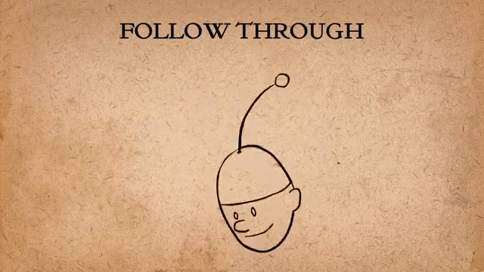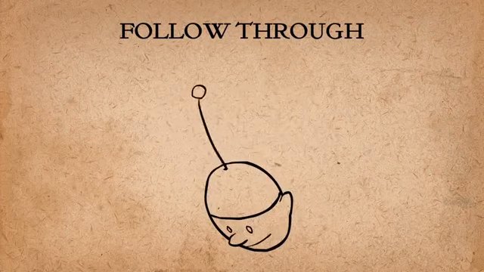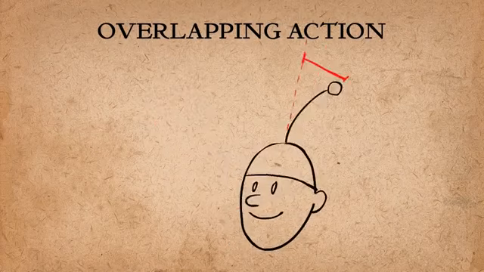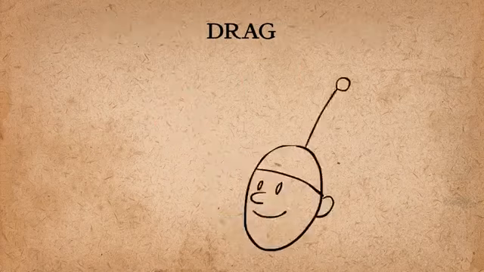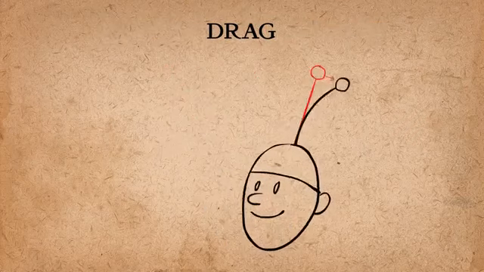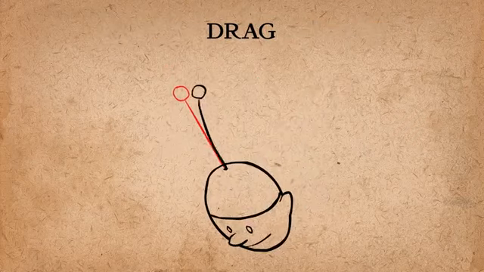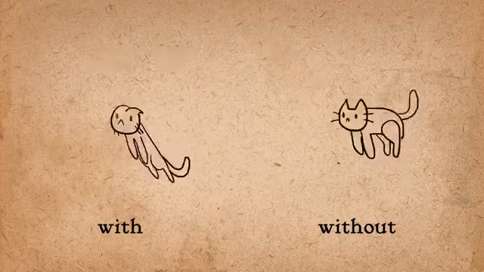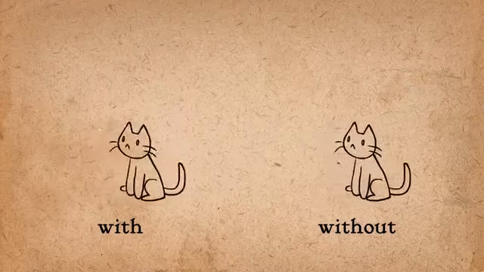For example, follow-through refers to the way parts of the body continue to move after the body is stopped. Overlapping action describes the offset between the timing of the main body and its other parts. Drag describes the technique of delaying the movement of body parts in relation to the main body. All three of these are basically describing different aspects of the same thing.